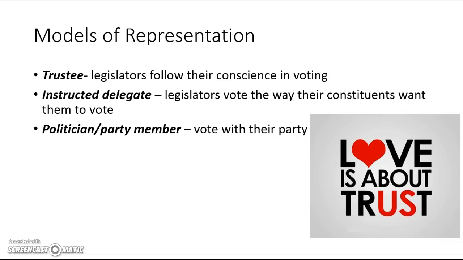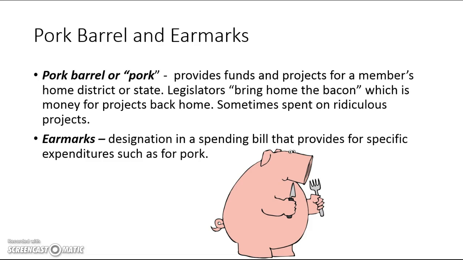on this issue. Usually they're going to vote as an instructed delegate when it's a high-profile issue that the people back home consider very important, and they're watching to make sure that the representative is voting the way they want them to. As a trustee, the rest of the time, they're voting on more mundane, boring matters. Constituents really don't care that much. They would be voting as a trustee. And then sometimes they vote as a politician party member, and they're voting with their party, the way the party wants them to vote.